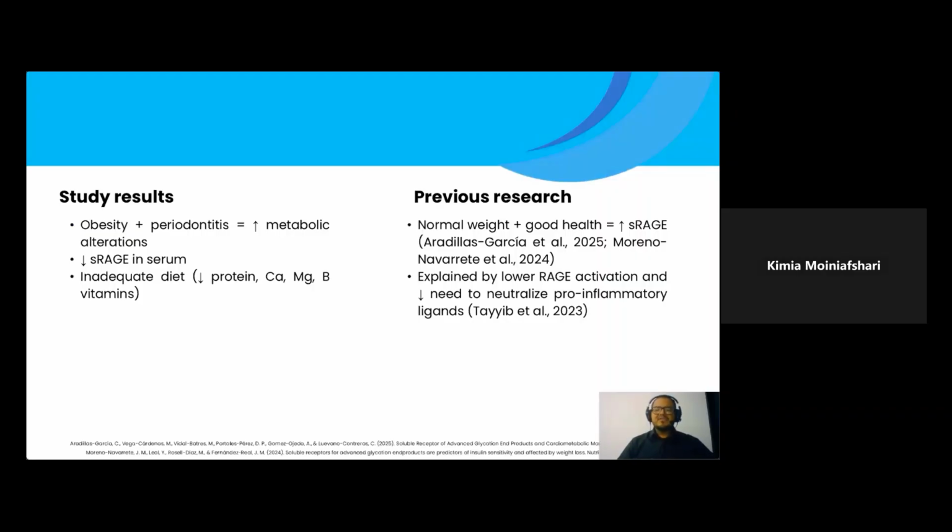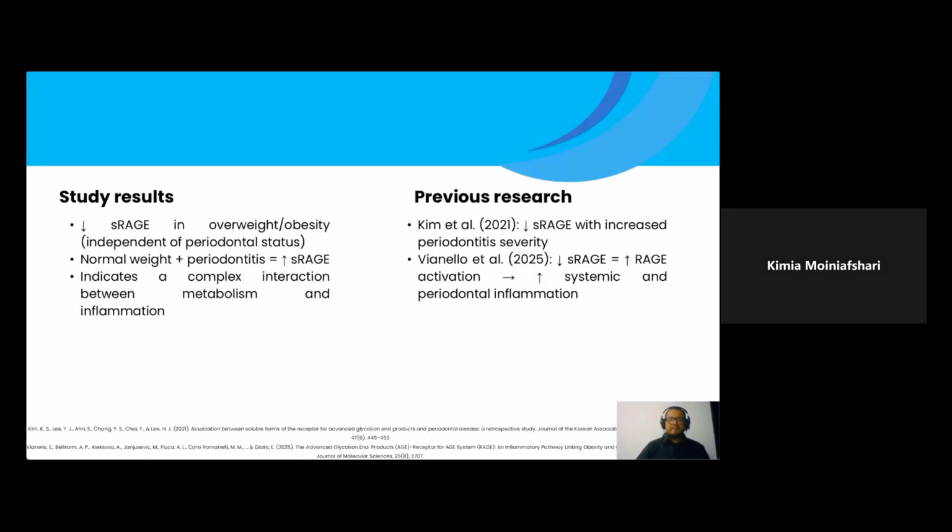Our findings are consistent with this observation. We also found that sRAGE levels decreased in overweight and obese individuals, regardless of the periodontal condition. Interestingly, normal weight individuals with periodontitis had slightly higher sRAGE levels, which may represent a compensatory anti-inflammatory response. This reflects a complex interaction between obesity, inflammation, and RAGE activity.